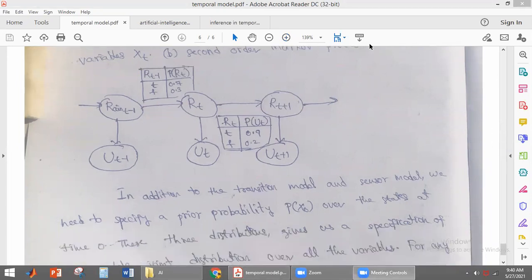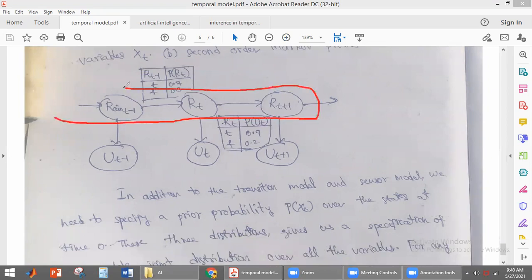Now, if you observe this, we have discussed the upper part of the figure, which is called the transition model. The lower part of the figure is called the observation model. That is, the evidence variable depends upon the state variable.